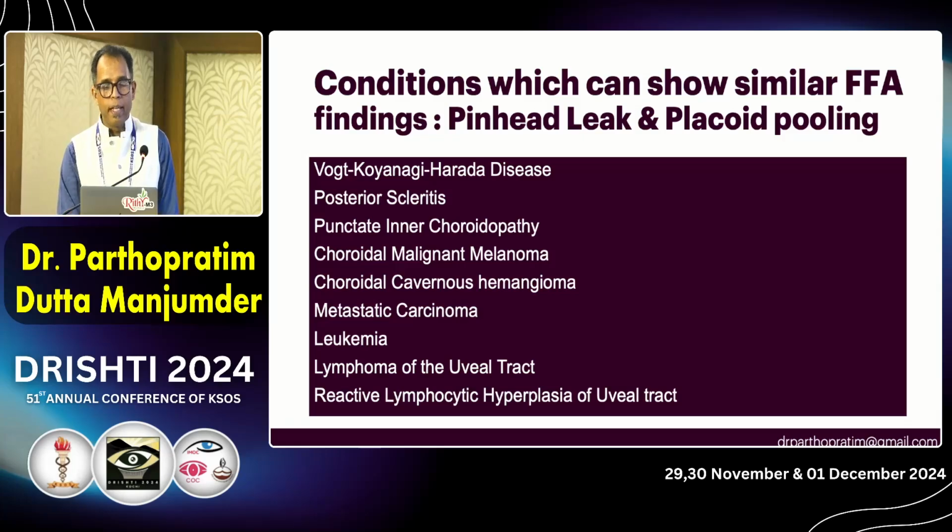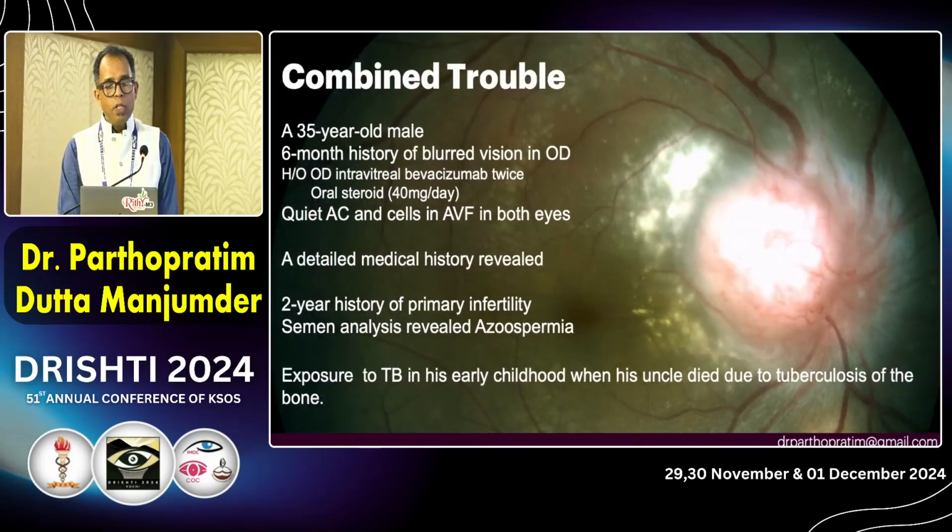Now, coming to the combined trouble, I'll only show one case because it will be beyond the time limit for this discussion. This is one of the best combined trouble cases I have managed. A 35-year-old male presented with a history of blurred vision, and the patient was treated with intravitreal bevacizumab and oral steroid. There was a quiet AC, with few cells in the anterior vitreous.